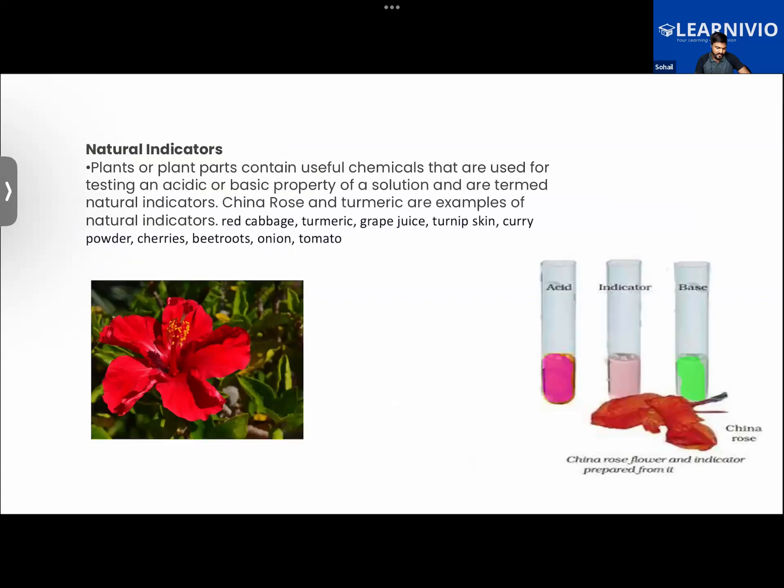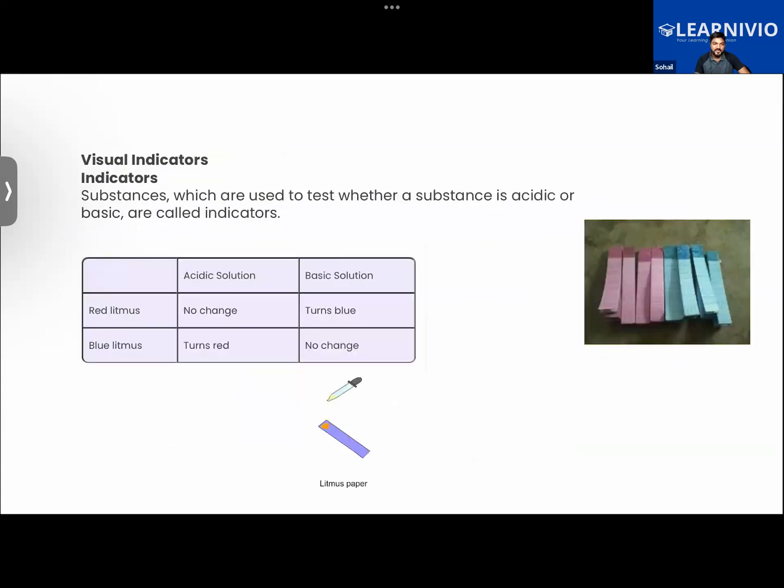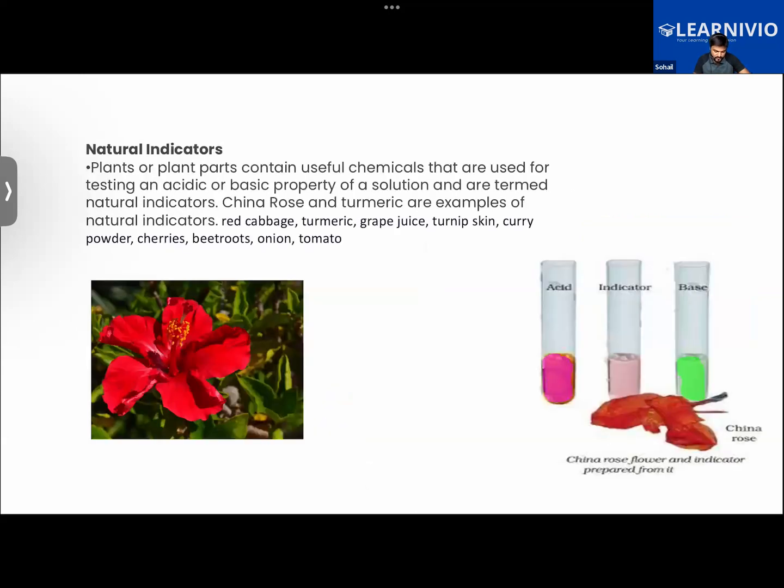Furthermore, this litmus paper which we have just studied, is it a synthetic indicator or a natural indicator? Sir, can you repeat? Is it a synthetic indicator or a natural indicator? Sir, a natural indicator. Because we are making it out of a lichen which naturally grows.